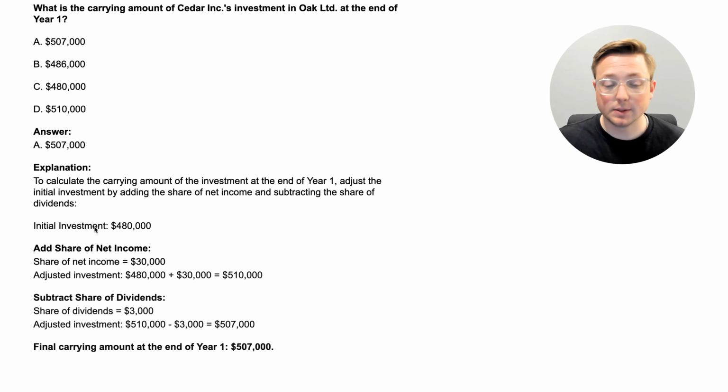You take the initial investment, you add their share of net income, which is $30,000 in this case. Luckily, we were given that. So that's $510,000 after adding that. And then they had a share of dividends, which actually does decrease their carrying amount. So 510 less 3,000 is $507,000. Again, pretty easy. All you have to know is that, yes, they are using the equity method, and therefore they get a share of the net income, or potentially the net loss. And they also have the share of dividends that is going to decrease their carrying amount. So that's the basic idea behind that calculation.